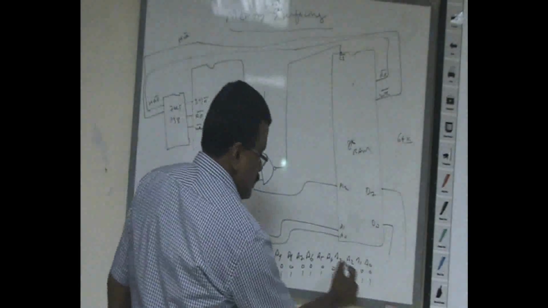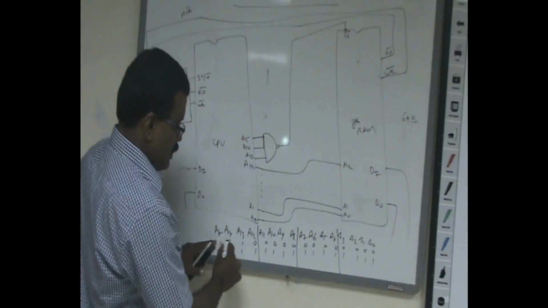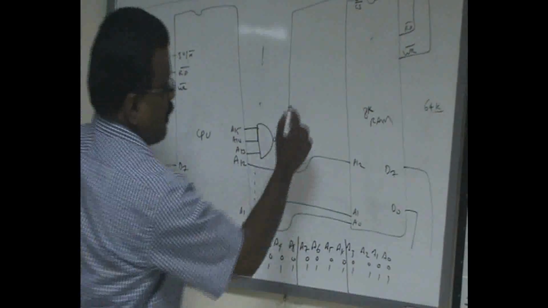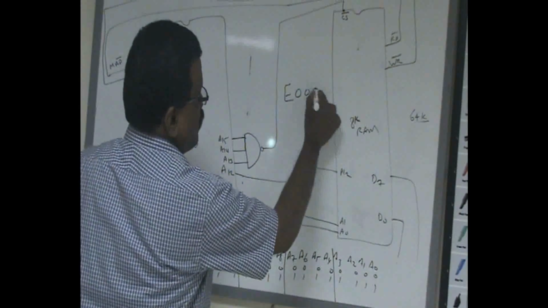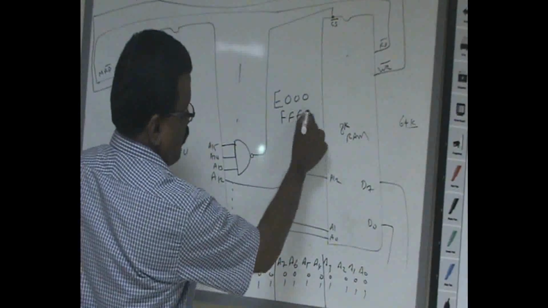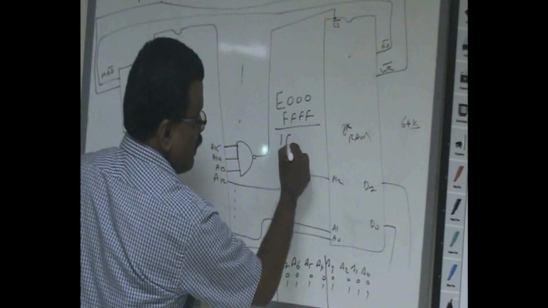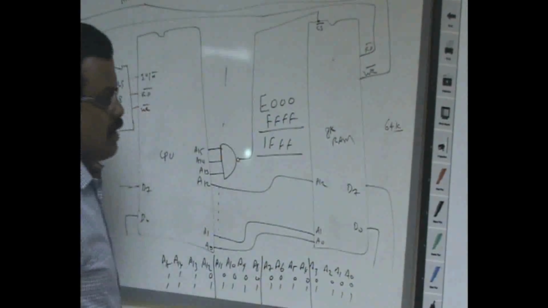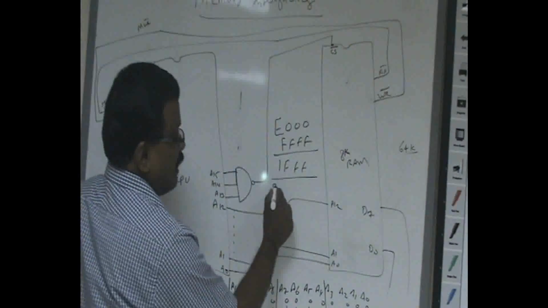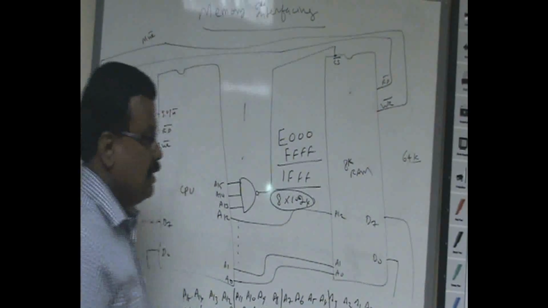Now if you find the address, 1110 is E. So the address mapping is E000 to FFFF. If you subtract E000 from FFFF, you will be getting 1FFF. If you convert this 1FFF into a decimal number, you will be getting 8 into 1024 different locations.